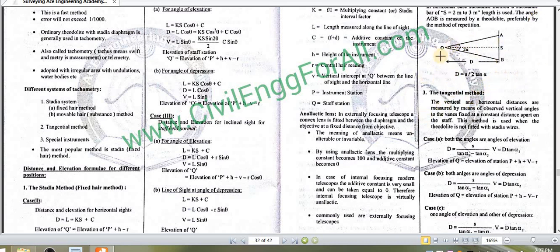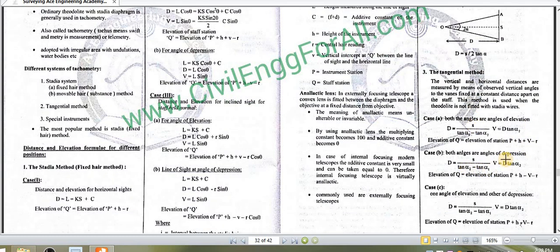Based on those calculations, by using certain trigonometric formulas, you can easily calculate the horizontal distance. Suppose both the angles are in elevation, you will have to use this formula: s divided by tan alpha 1 minus tan alpha 2. And if you want to find the vertical distance, it is given by v = d tan alpha 2.